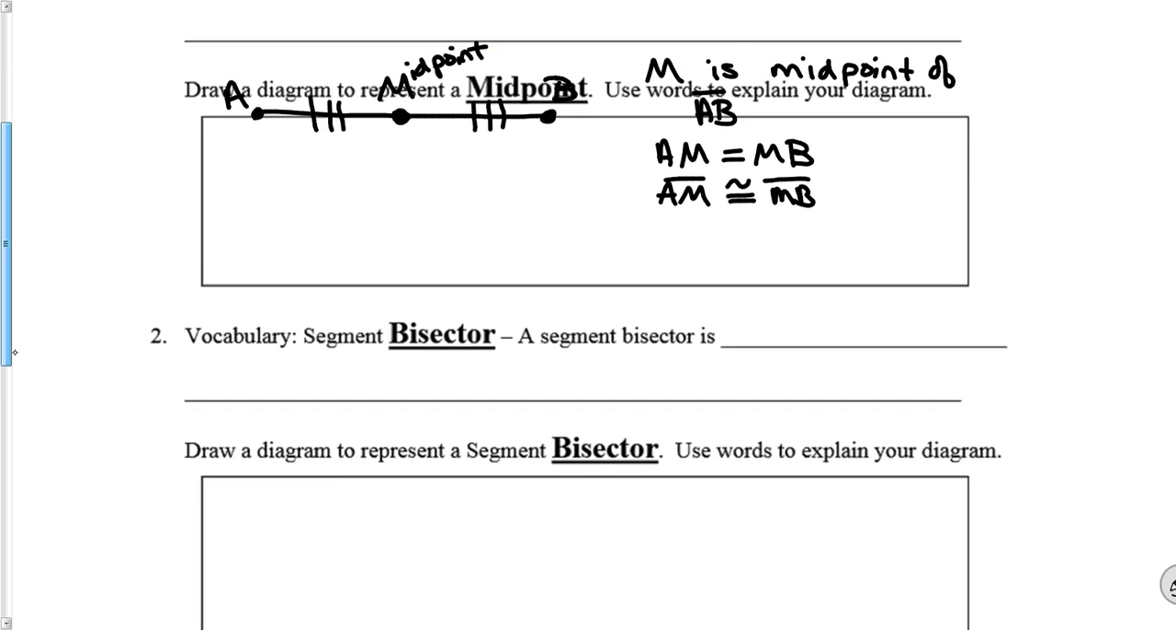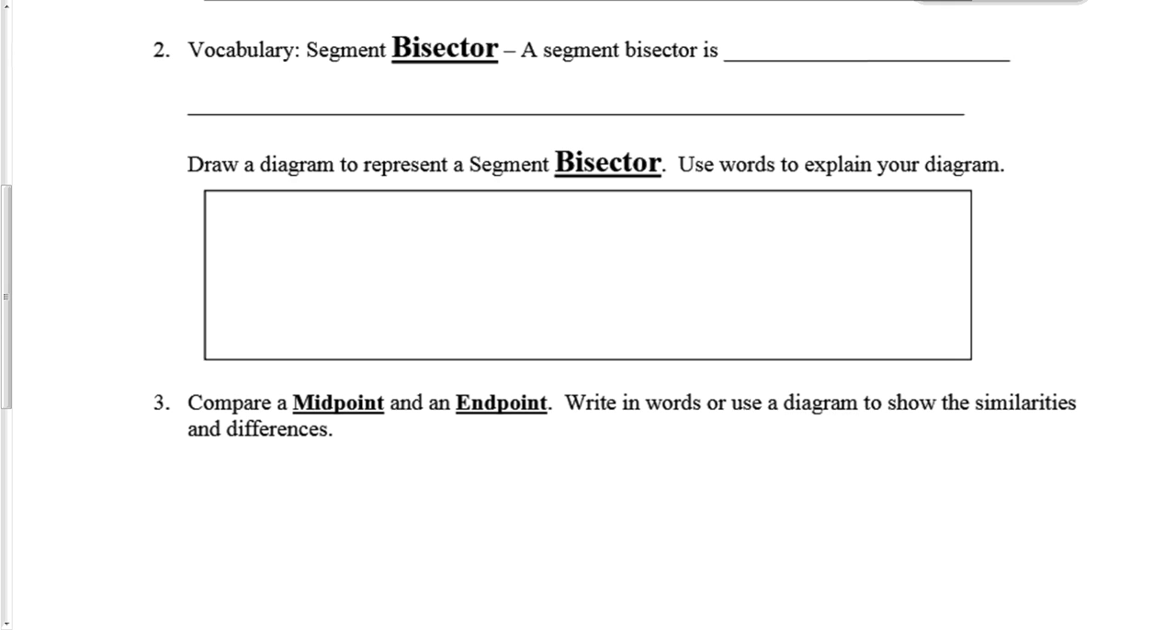Moving on to segment bisector. Sorry, I had a little screen problem. A segment bisector could be a point, it doesn't have to be. It could be a line, it doesn't have to be. It could be a segment, it doesn't have to be. Or it could be a ray. So it's any one of these geometric objects, but it must do something very specific.